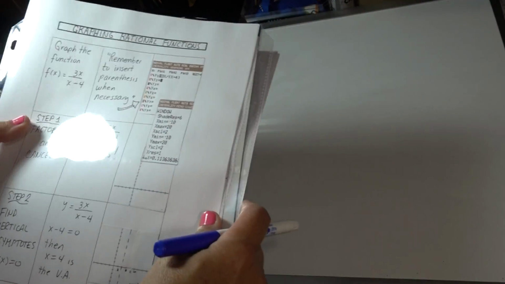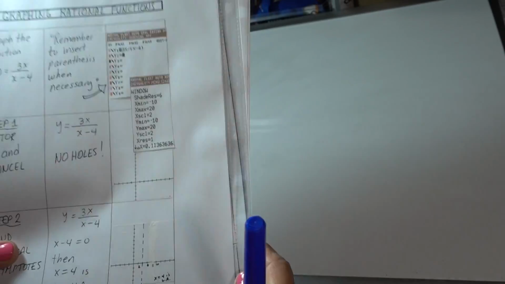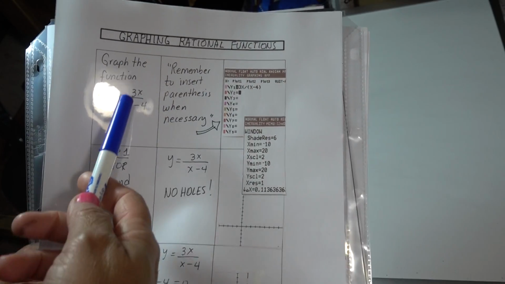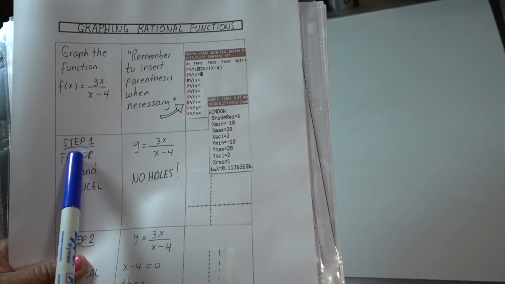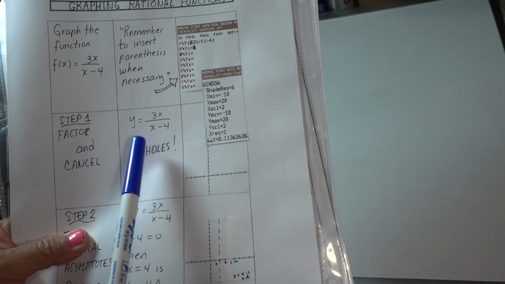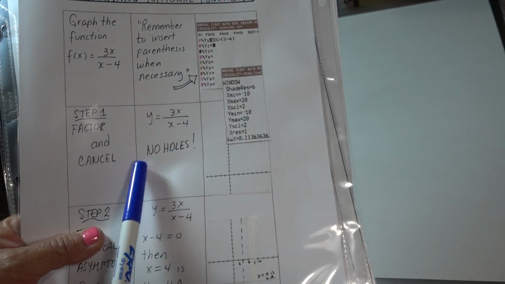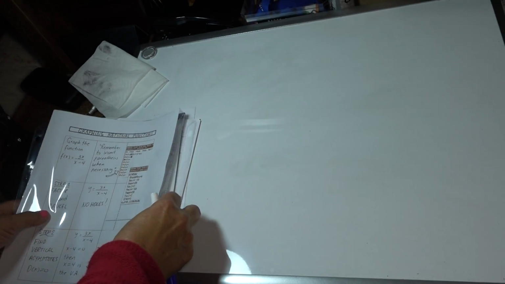Remember, after we have a fraction, a rational function, a function which is a fraction, the first step is to factor and cancel. In the previous specific case, there were no holes because we didn't have any common factors. But in case you do have a common factor, then you cancel it out, and then you have a hole. So in these three problems, we're going to see that.